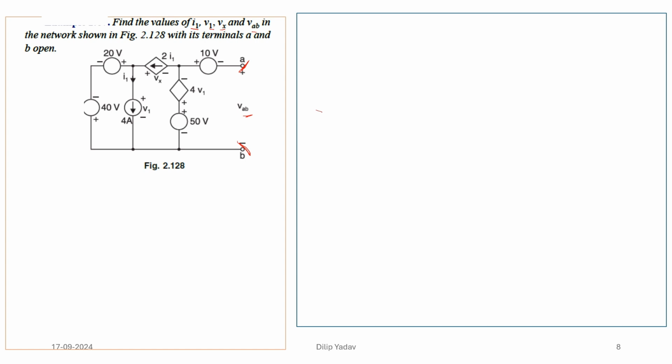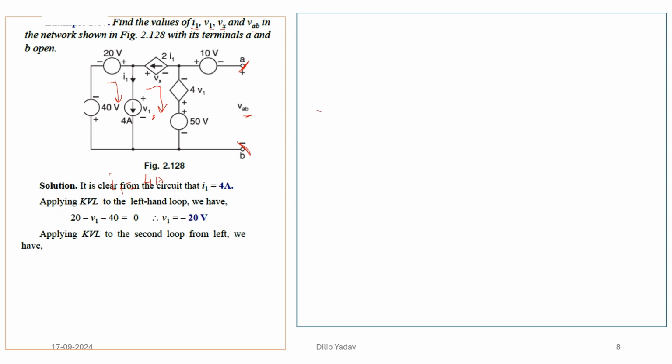As you can see in the figure, I1 is already given, that is 4 ampere, and we have to calculate the value of V1. So if we see this loop, and we have another loop, that is this one. How are we going to solve it? But I1 is 4 ampere, already calculated.